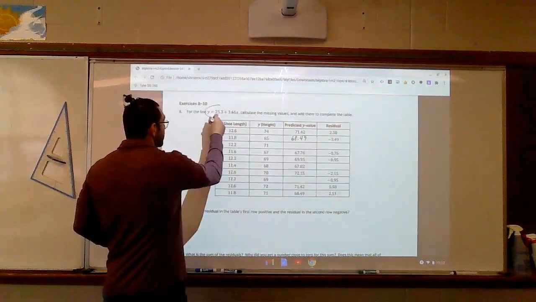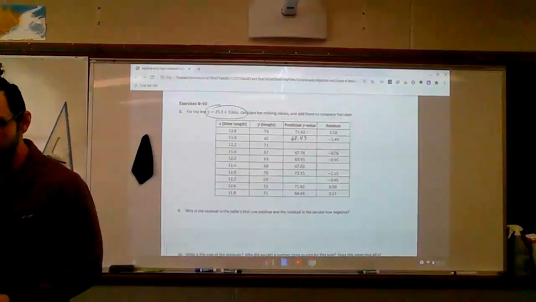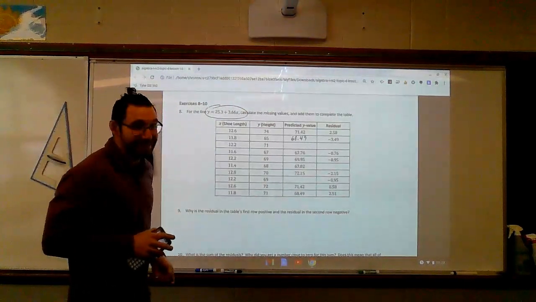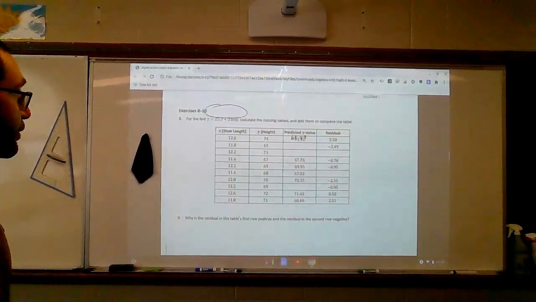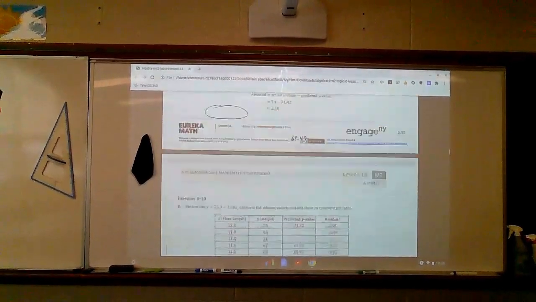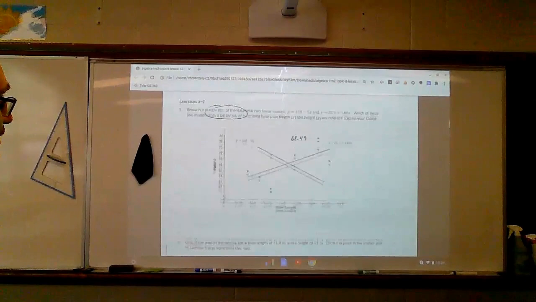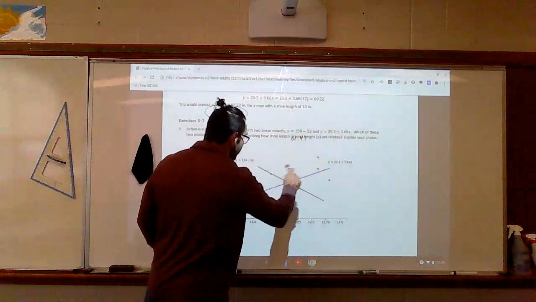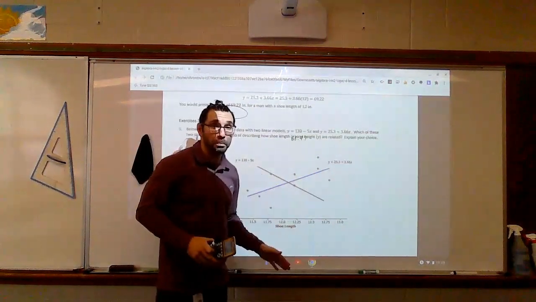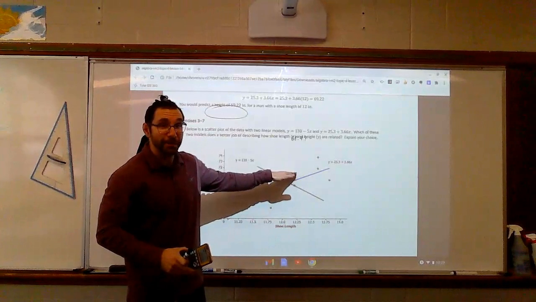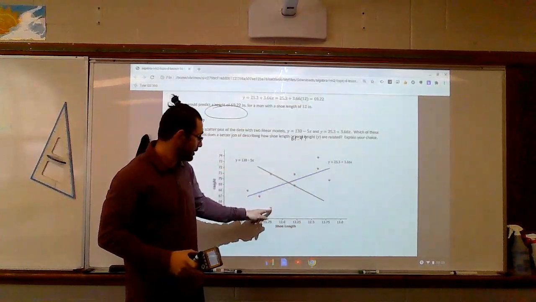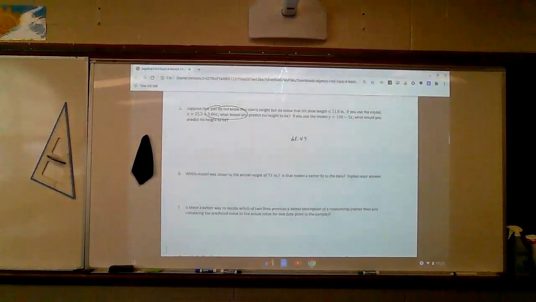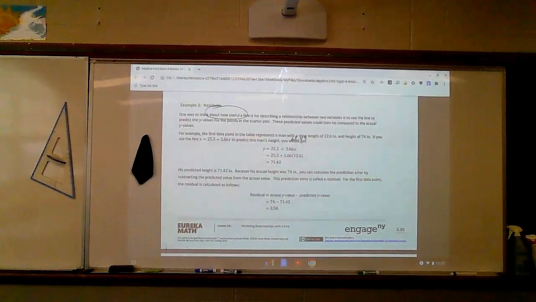Where do we get the predicted? We get the predicted by substituting into the equation. Because remember, we know that this line is the best line for all of these points. But notice how none of the points are actually on that. Some of them are above it, which means it has a positive residual value. Some are below, which means it has a negative residual value. Residual is the actual minus predicted.